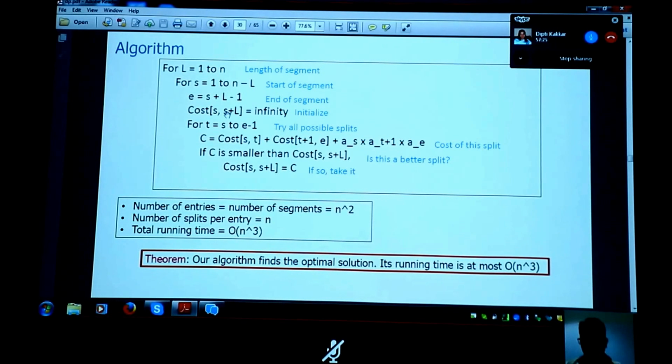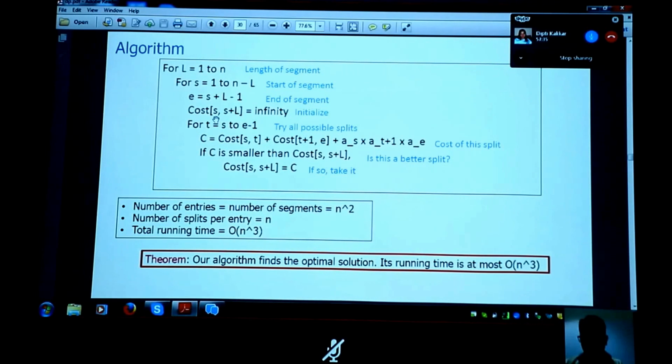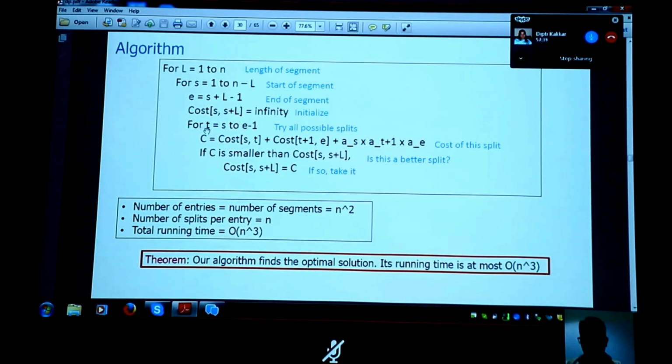How do I do that? This is the recurrence relation that we have been talking about. I'm going to try all possible splits now. T from S to E minus 1, right? The chain is from S to E. So I'm going to try splits from S to E minus 1. These are all the splits possible.